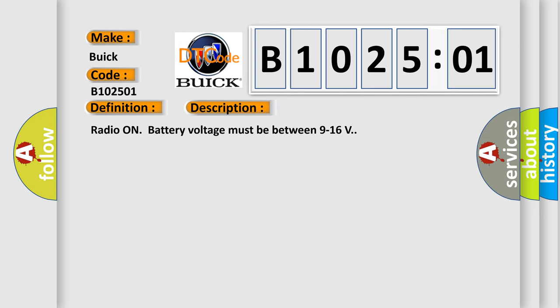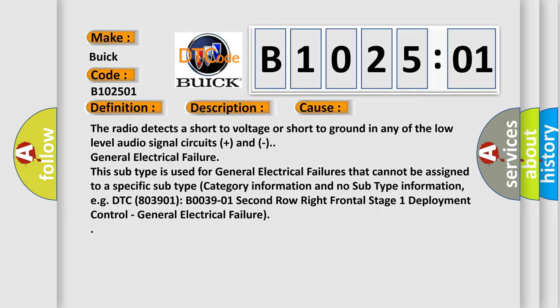This diagnostic error occurs most often in these cases. The radio detects a short to voltage or short to ground in any of the low-level audio signal circuits, plus a general electrical failure. This subtype is used for general electrical failures that cannot be assigned to a specific subtype category and have no subtype information, e.g. DTC B003901, second row right front stage 1 deployment control, general electrical failure.